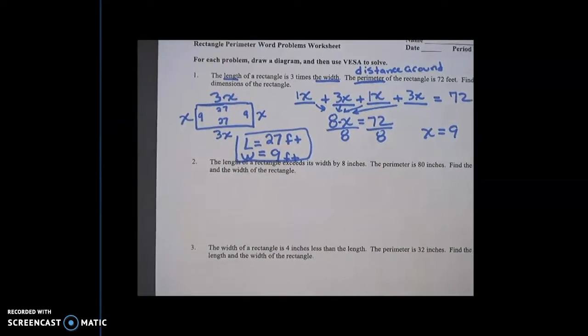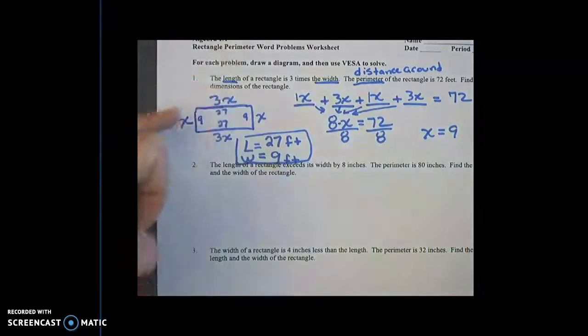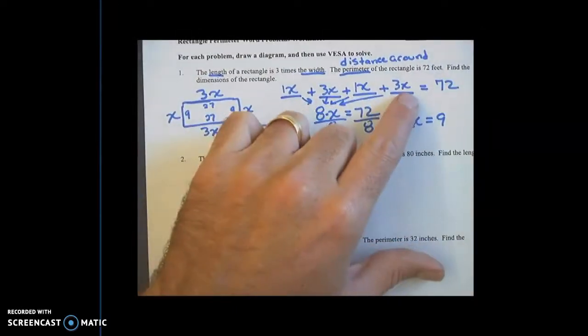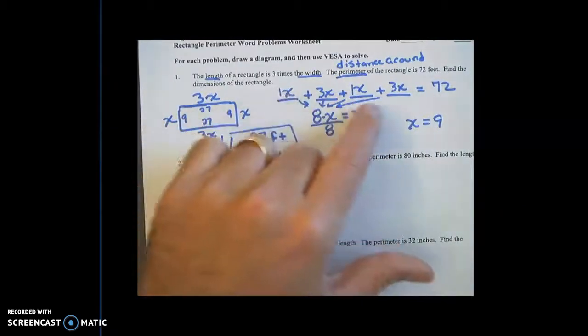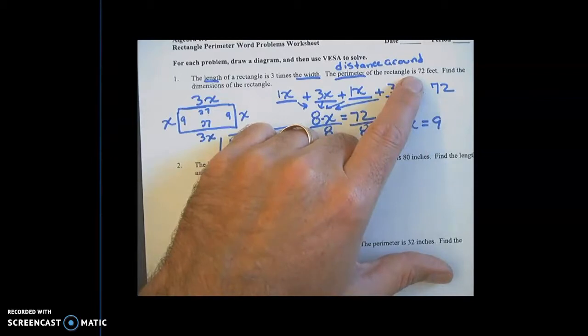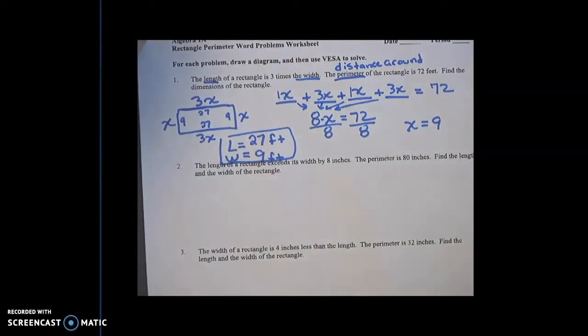So when you look at this, I just did one and I kind of explained it in probably more detail than maybe was needed, but there's just a couple things to think about. We want to make sure that if we see perimeter, we're adding up all the sides. If it's a rectangle, there should be 4 things we're adding up. And those 4 things are going to equal our overall perimeter. So the reason I said 72 is because it said the perimeter was 72. After that, I'm just going to solve like I normally would.